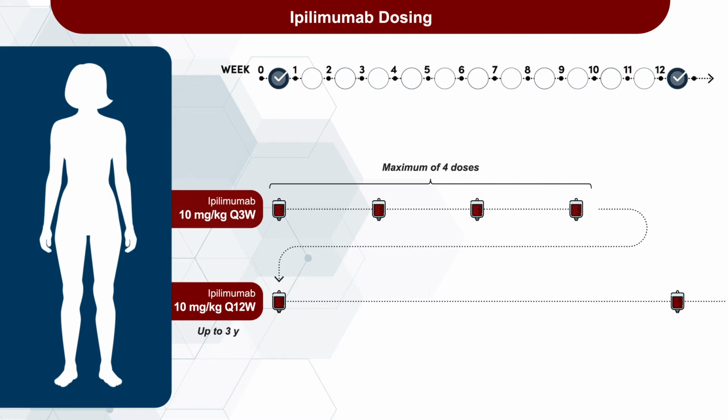Importantly, high-dose ipilimumab at 10 milligrams per kilogram is associated with a high incidence of immune-related adverse events. In situations where ipilimumab may be used in the adjuvant setting, for example, in patients who progress during anti-PD-1 therapy with resectable disease, the recommendation from the National Comprehensive Cancer Network is to dose ipilimumab at 3 milligrams per kilogram.